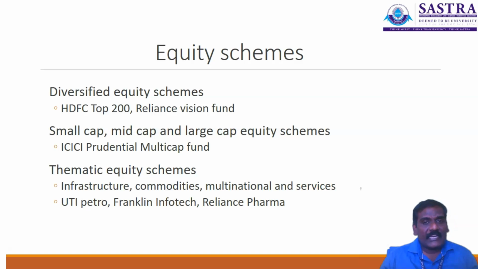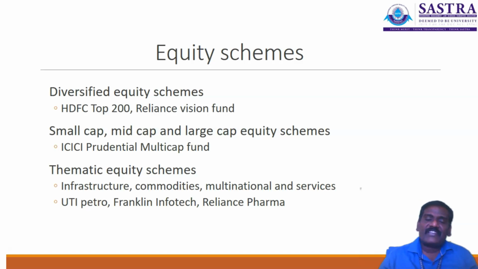The market capitalization of a company is identified based on the current market price at which the shares are traded in the market, multiplied by the number of outstanding equity shares. You can know relatively what position the company holds in the market. On that basis, the top 200 companies, the investment is done by HDFC. The scheme is called the Top 200 scheme.